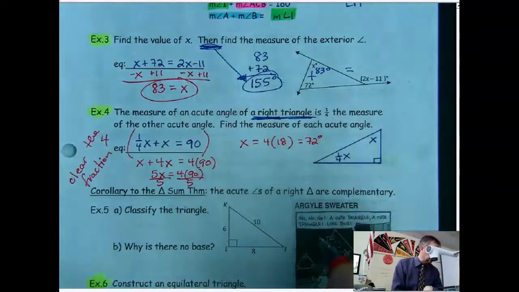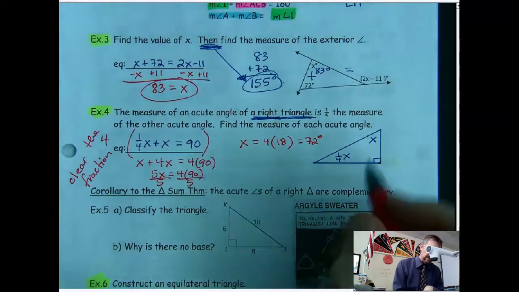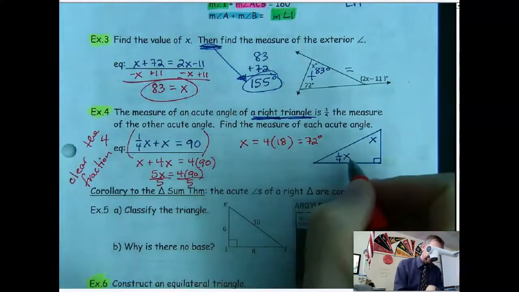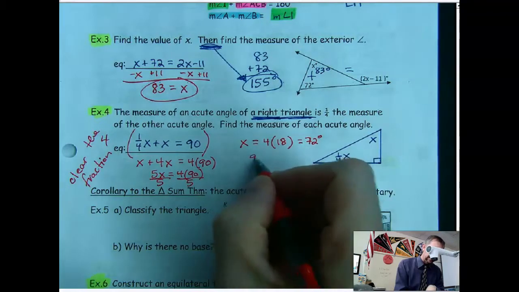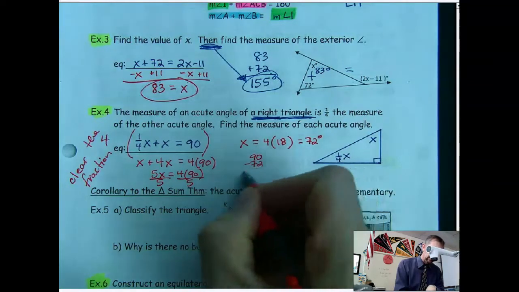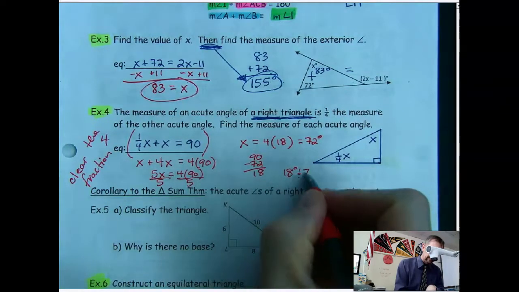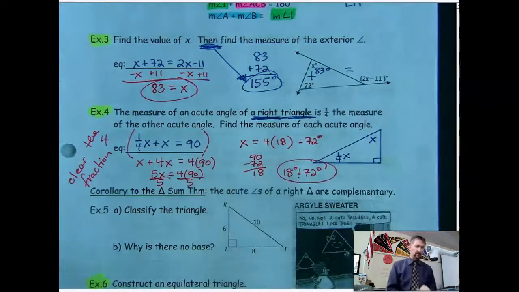Okay. Now, the question actually asked you for the angles. So, it wants both of these angles. So, one of the angles is 72. The other one is 1/4 of 72, or 90 minus 72. So, the answers are 18 and 72.